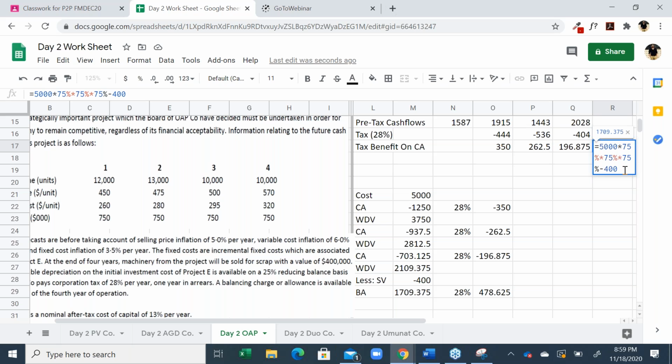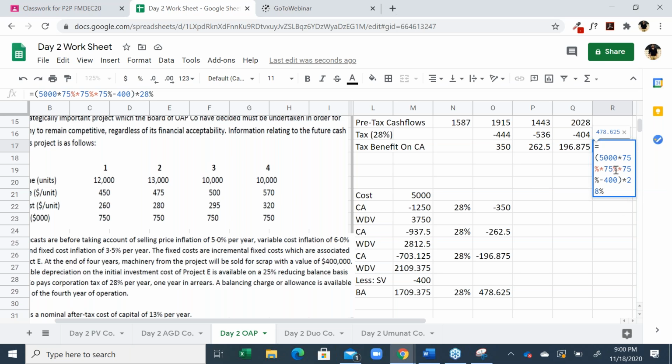Multiply it with the tax rate, 28%, and we will reach our tax benefit, 478.625. Here we go, 478.625. So we don't need to do all these. That's the final answer, but we can further reduce it.